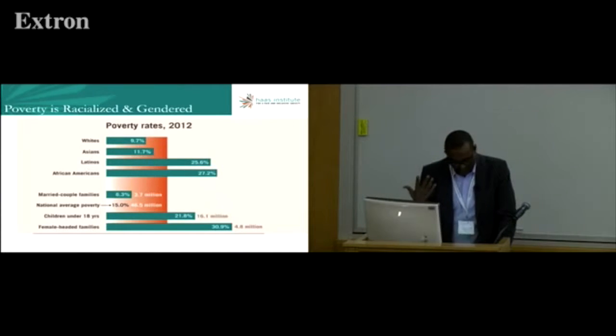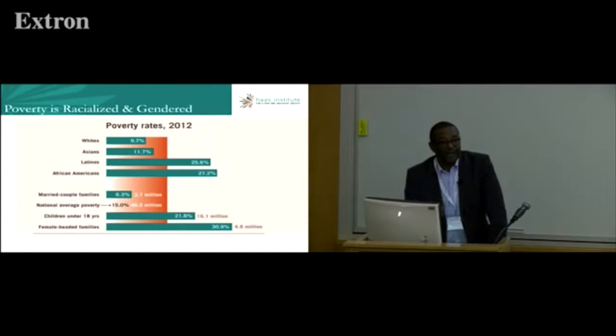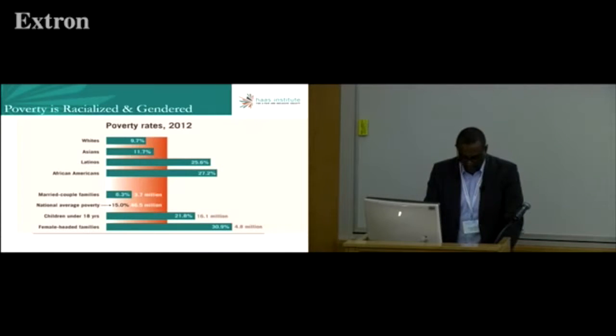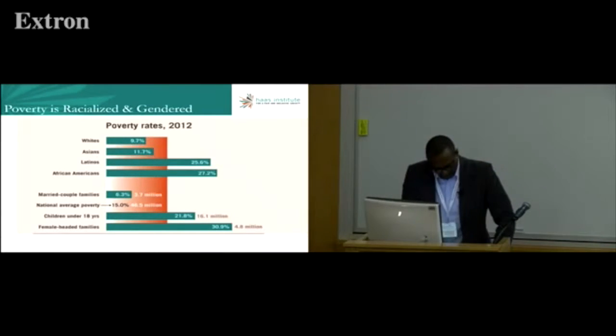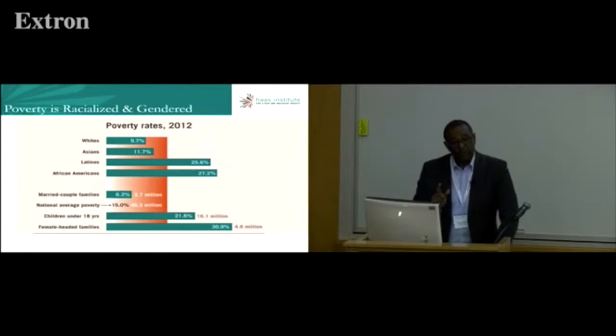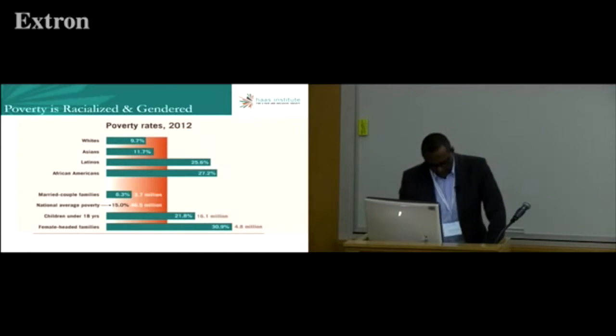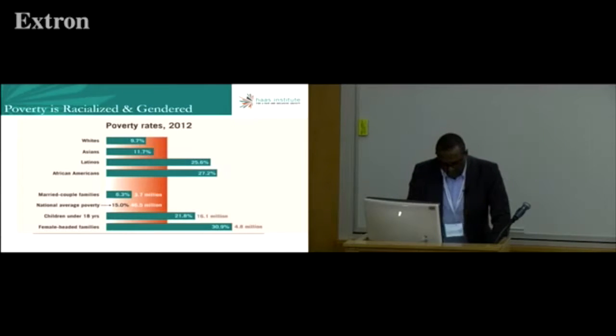Those are about 46.5 million people, a lot of people. Yet poverty rates are strongly associated with race and ethnicity in this country. The poverty rate was 26% for Native Americans, 27.2% for blacks, 25.6% for Latinos, and 11.7% for Asian Americans. On the other hand, for whites it was about 9.7%.